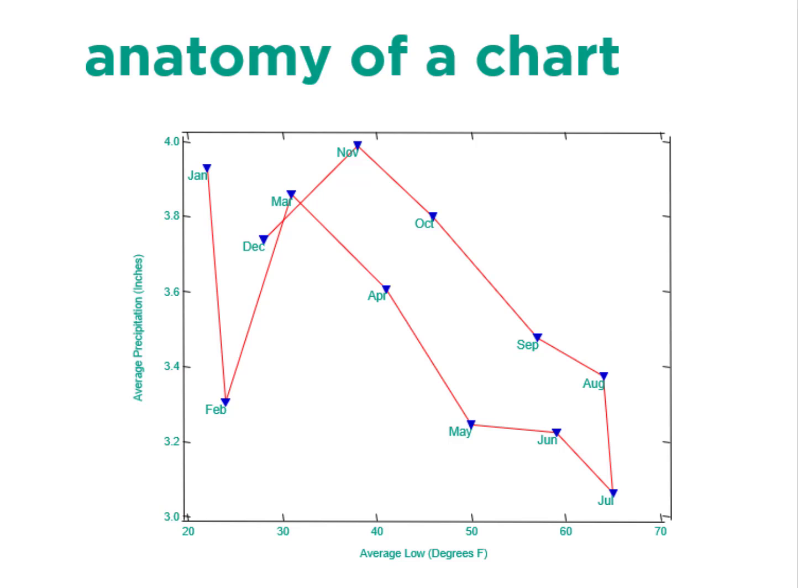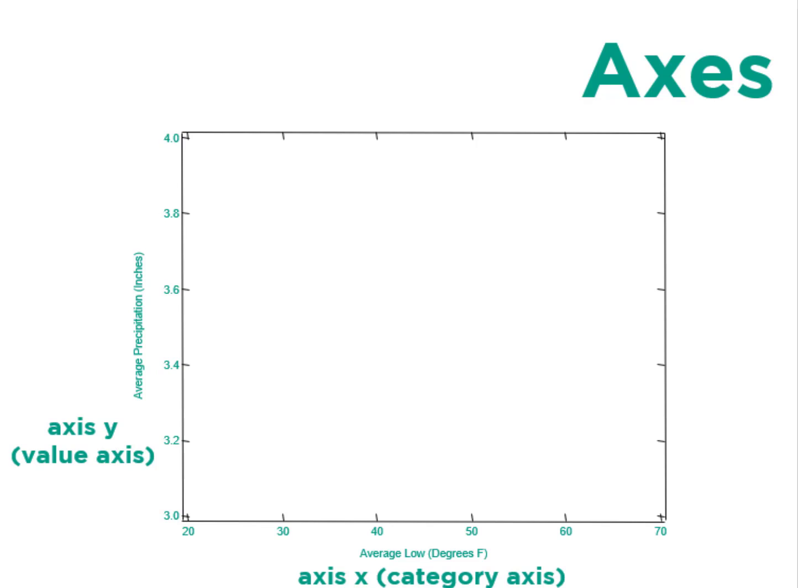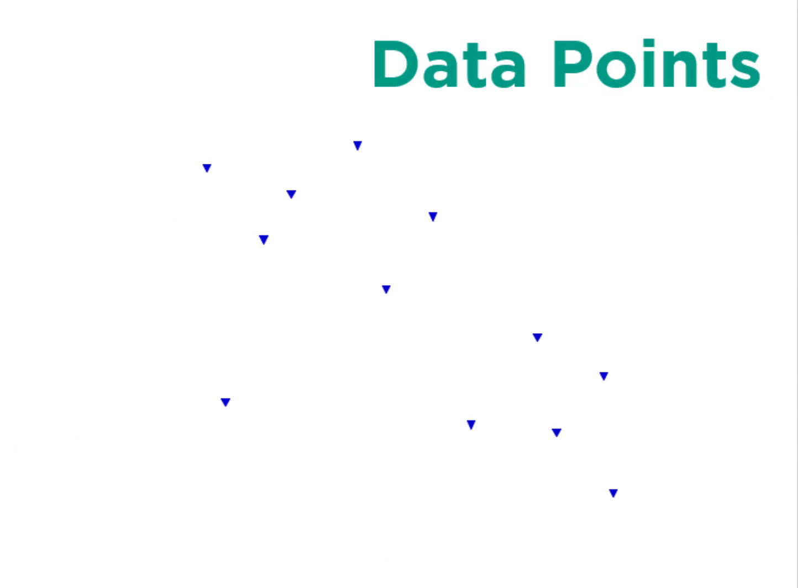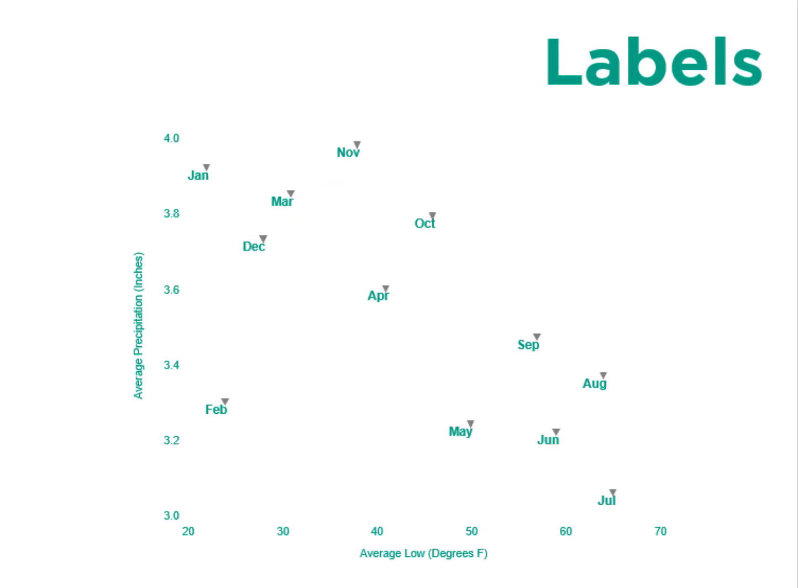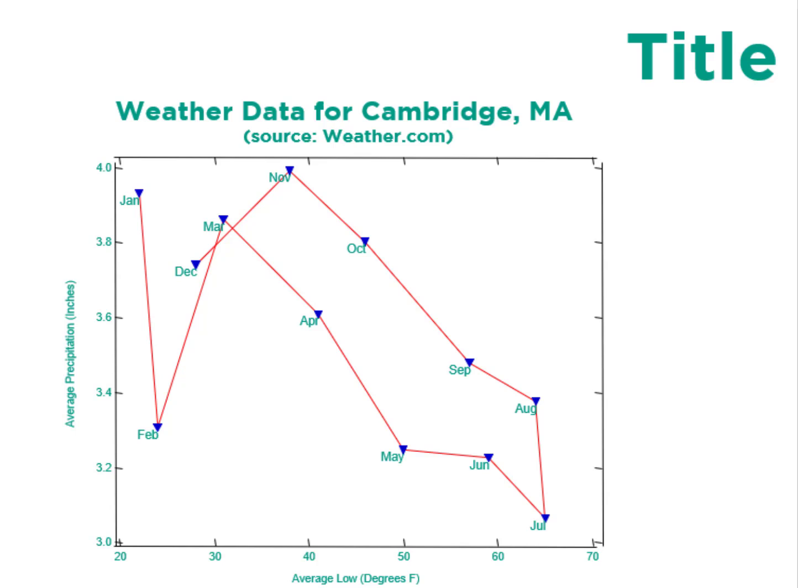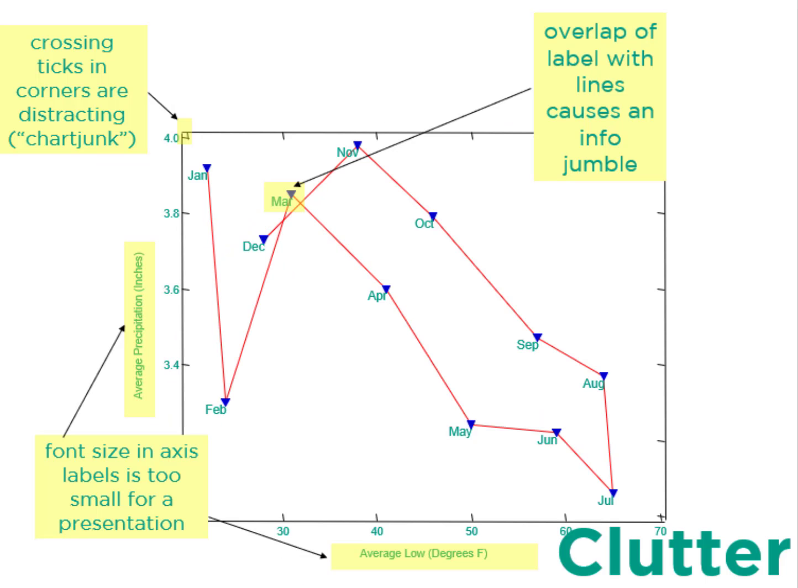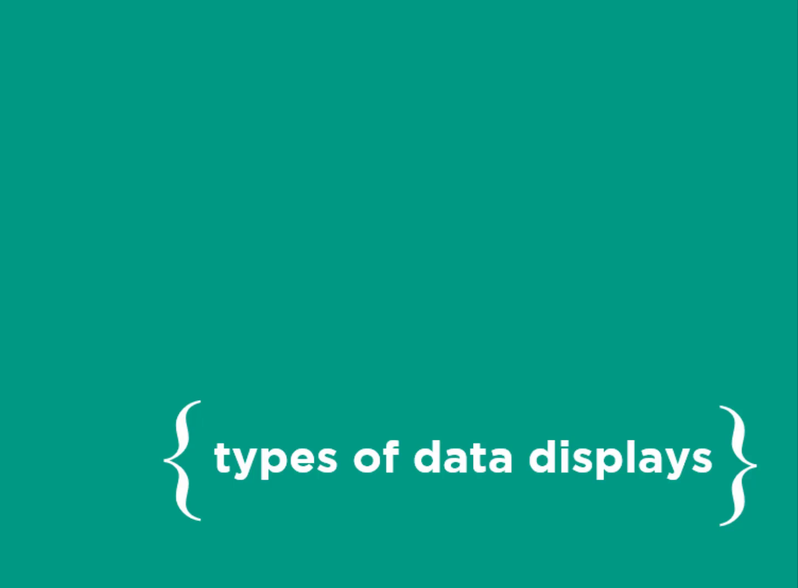With those rhetorical considerations in mind, let's explore the anatomy of an example chart. We have our axes and our data points. Some graphs or charts or data displays include trend lines or plots. One of the most important elements of any data display are the labels and also the titles. And then there's chart junk or clutter, which generally you want to try to minimize when creating data displays. Knowing this anatomy and some of the vocabulary of data displays is really helpful when you're creating them in Word or Excel.